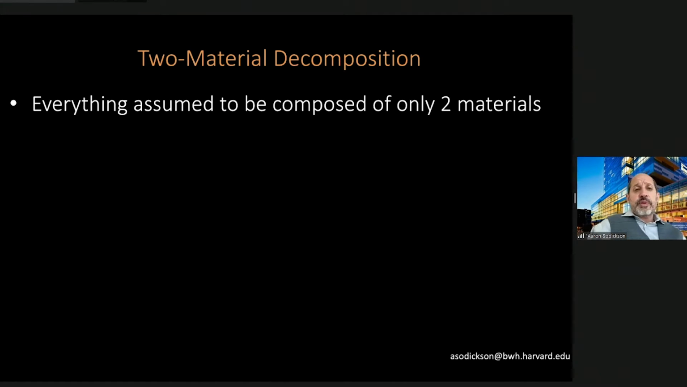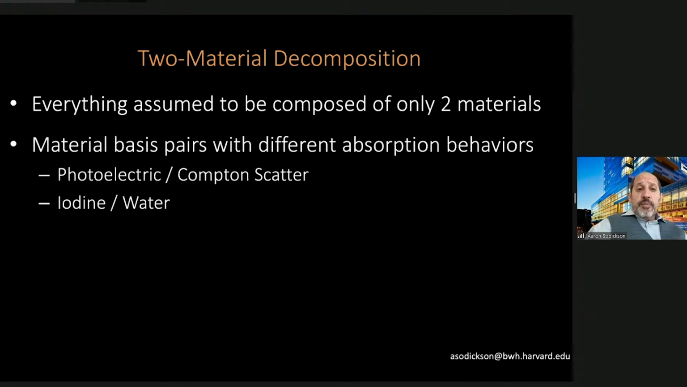Two material decomposition is an algorithm in which everything in the image is assumed to be composed of only two materials. We have to pick material basis pairs that have fundamentally different X-ray absorption behavior. So common pairs that are used are photoelectric versus Compton scatter, or iodine versus water, which is essentially almost the same basis pair.